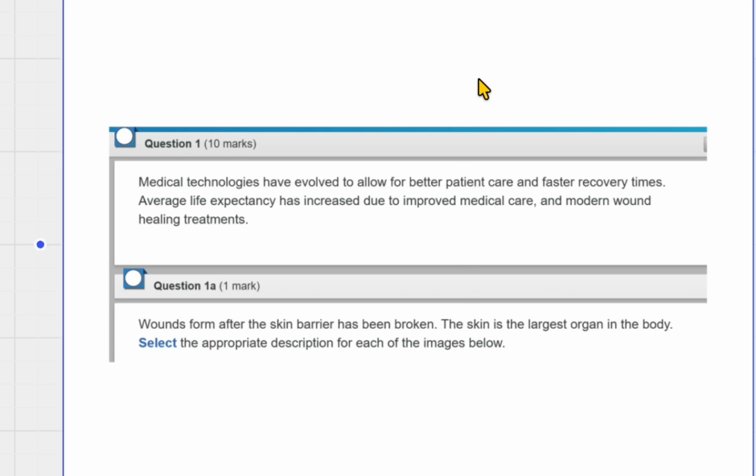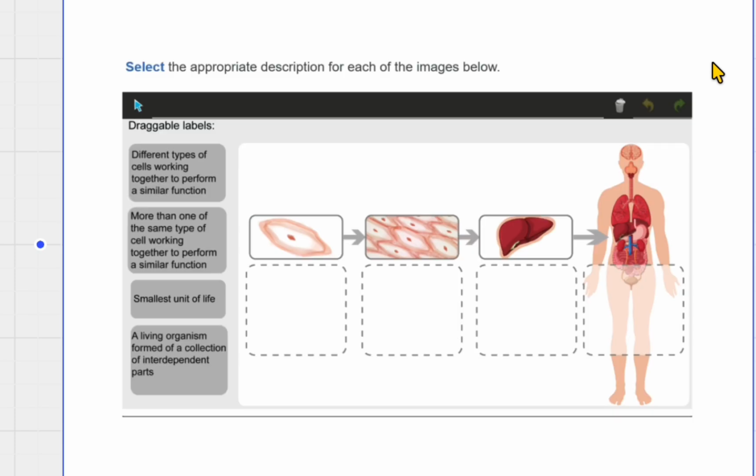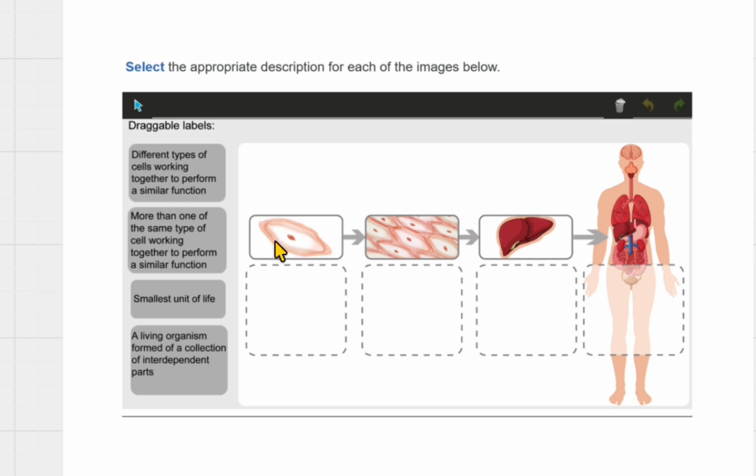I'll just go to the second page. Let's look at the image. Here, these are the images that are given. We have a description over there, I guess. Okay, let's just look at it. First, we have a really small cell over here. So, guys, what is a cell? A cell is the smallest unit of life. There's nothing smaller than a cell that is living.